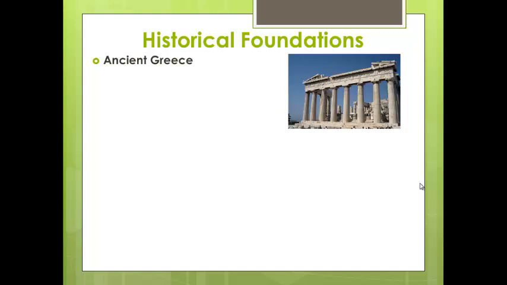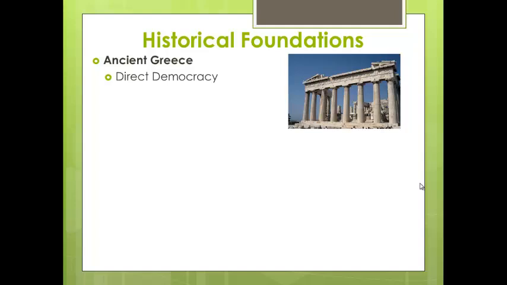Well, from ancient Greece, this idea of direct democracy, and we talk a lot about the issue of democracy in American history, but we also know as American history students that the United States government is not a direct democracy. Direct democracy is where each individual citizen votes on each individual issue.